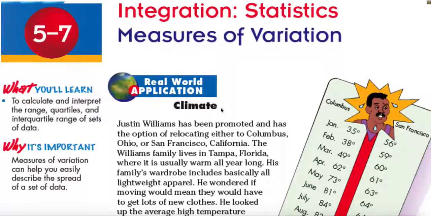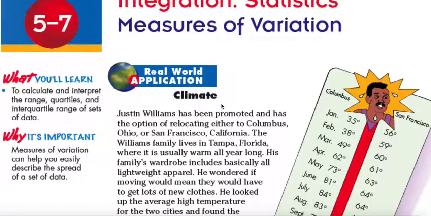Lesson 5-7 Measures of Variation. In this lesson you learn to calculate and interpret range, quartiles, and interquartile range of sets of data. Why is it important? Because measures of variation can help you easily describe the spread of a set of data. So let's take a look at this example on climate.